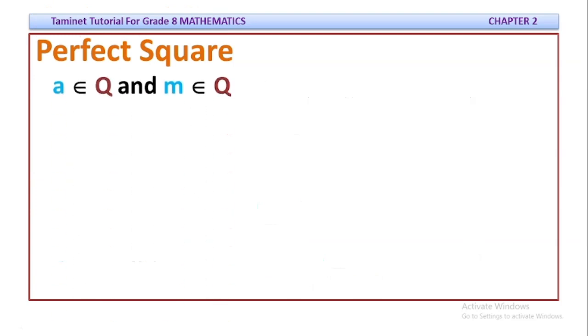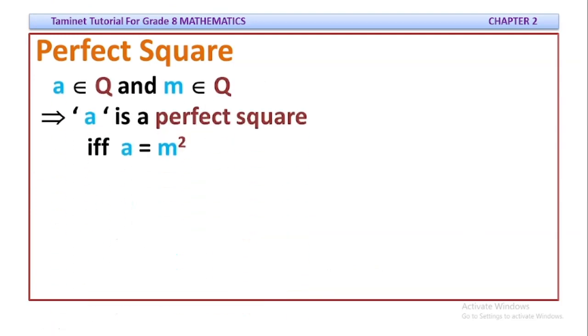So what do you mean by perfect square? How can we identify a perfect square from other rational numbers? For example, if A is an element of rational numbers and M is an element of rational numbers, A is a perfect square if and only if A is equivalent to M square.